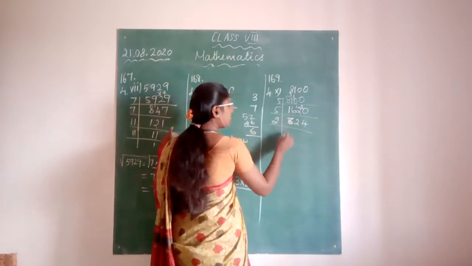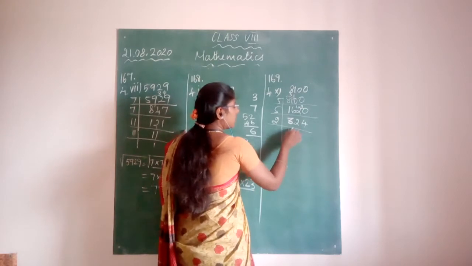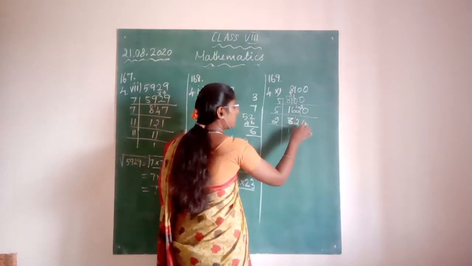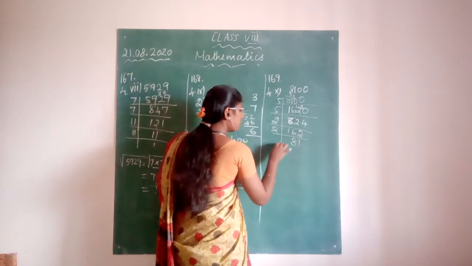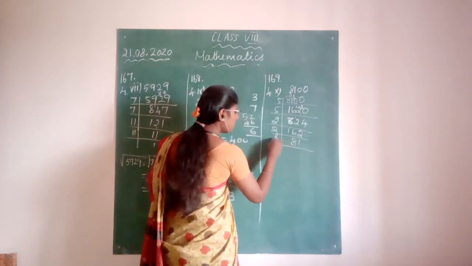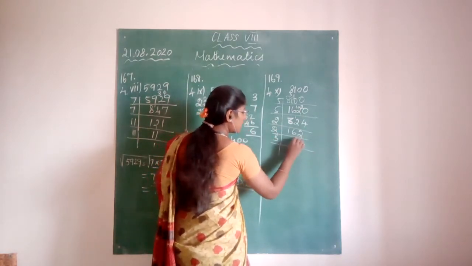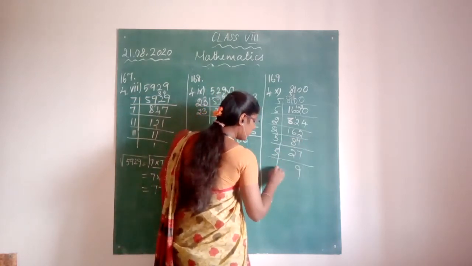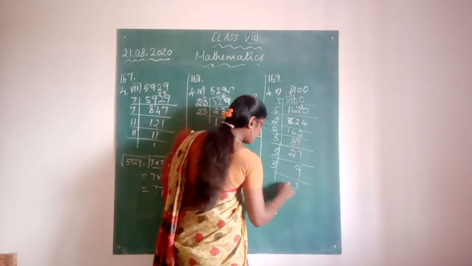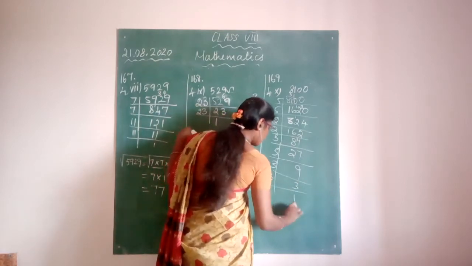Now the 2 table. 2 ones are 2, 1 remaining, 2 6s are 12 and 2 twos are 4, 2 8s are 16 and 2 ones are 2, 3 twos are 6, 2 remaining, 3 sevens are 21, then 3 nines are 27, 3 threes are 9, then 3 ones are 3.